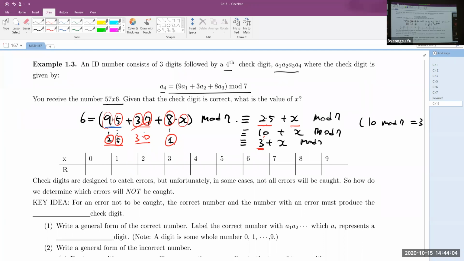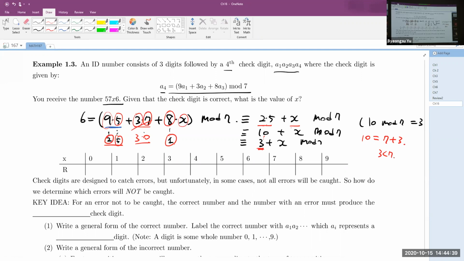Does it make sense? Okay, question? Yes, that's the reason. So 10 just changes to 3, because 10 is equal to 7 plus 3. And 3 is definitely less than 7, right? Great.